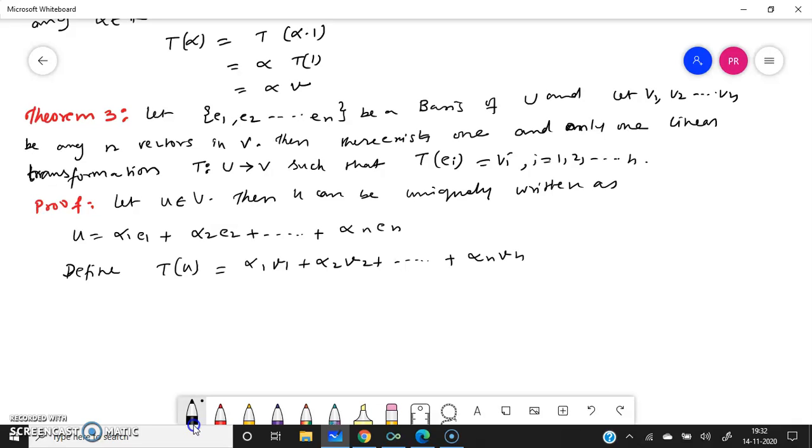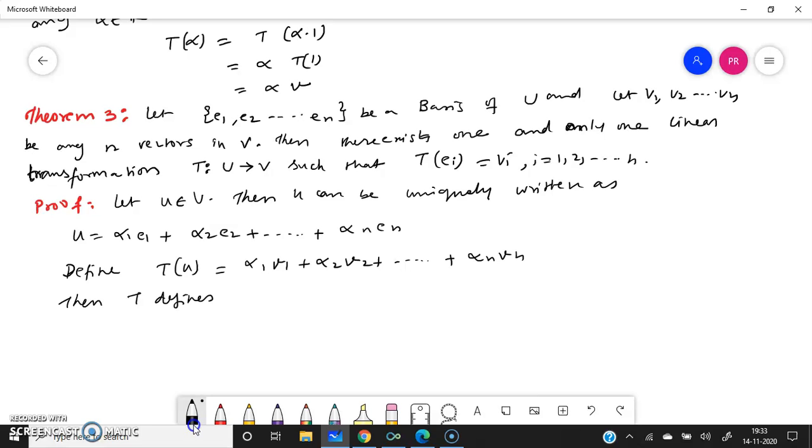Why are we defining T of U? Because we have to prove that T of Ei equal to Vi, right? So where T is a linear transformation. It is given that T is a linear transformation from U to V. So we can define T of U in this manner. Then T is a linear transformation, we have to prove. There exists one and only one linear transformation T from U to V. That is what we are supposed to prove.